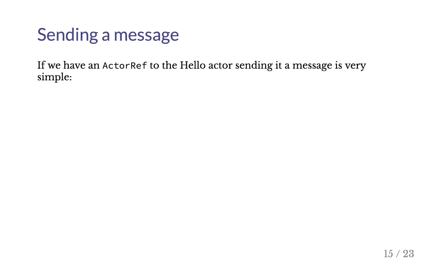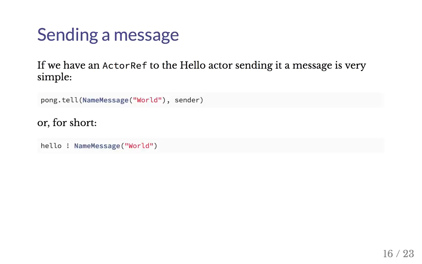Okay, so sending a message. If we have an actor ref, we've got the address of this hello actor, and we want to send it a message, ask it to do something for us. What do we do? Well, we tell it, here's the message, and we say who we are. I've given you, first of all, the Scala code here, and Scala has a shorthand for it where you can say hello, exclamation mark, here's my message. But that does exactly the same as, in this case, pong.tell, here's my message, here's who it's from.